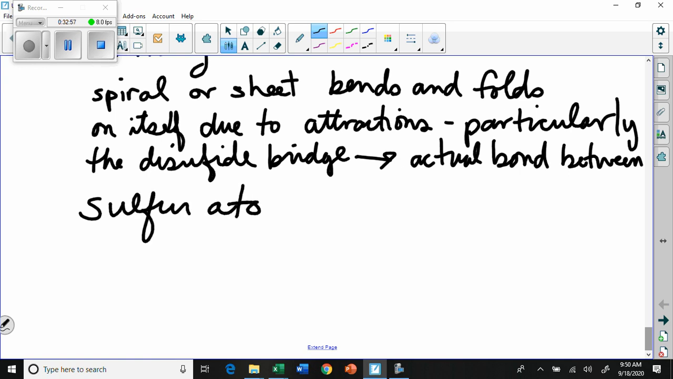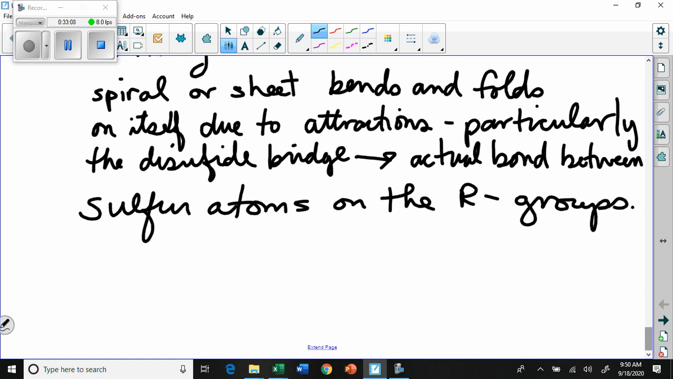My line's a bit too thick for writing. Bond between sulfur atoms on the R groups. When I write, I should use a thinner pen. I'll try to remember that next time. It's good for pictures, but it's hard to read.